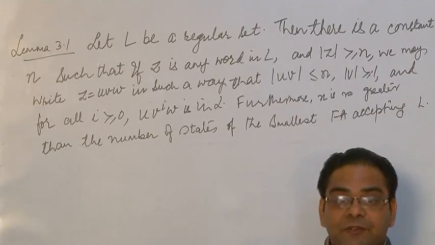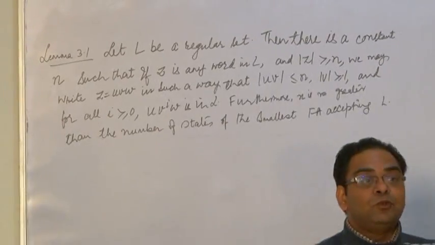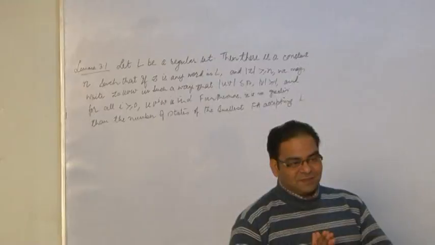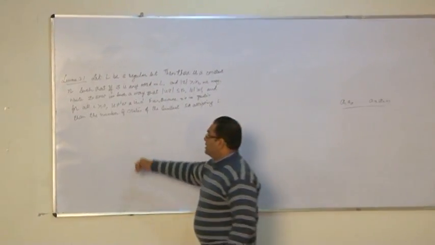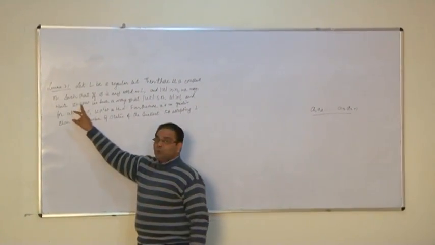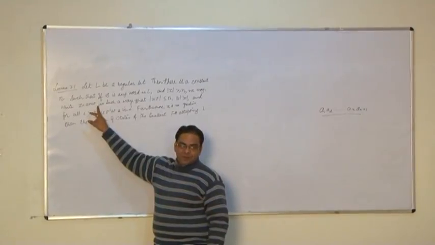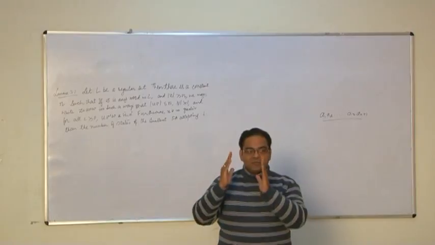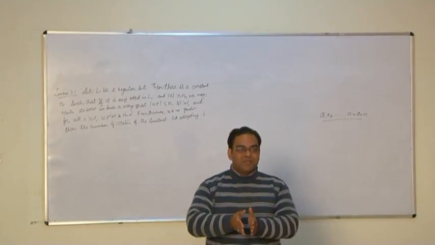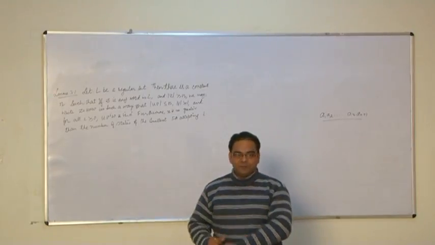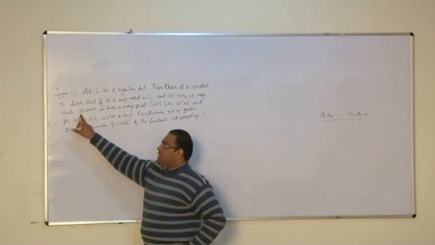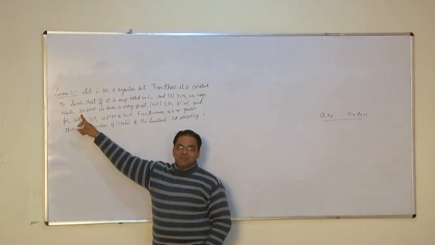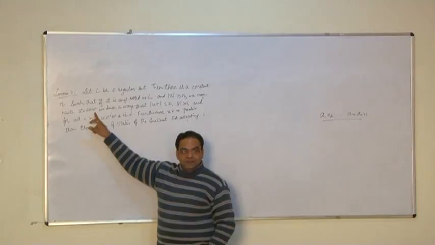What we are doing is breaking the input string into three parts, and we have given the names of the substrings as U, V, W. In the diagram, it is clear that the first part is U, the part that has been pumped is V, and the rest is W. So we are dividing the input string into three parts, U, V and W.